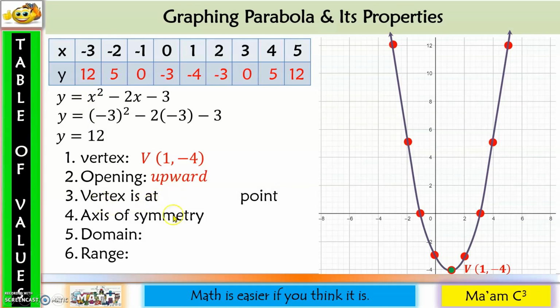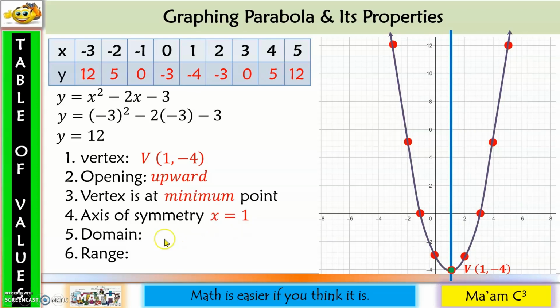Now, the vertex: since the parabola opens upward, the vertex is at the minimum point. The axis of symmetry passes through the vertex, and it is actually the value of h. So our axis of symmetry, x, is equal to 1. For the domain, since this is a quadratic function, it is the set of all real numbers. And last, for the range, since the parabola opens upward, the range is y is greater than or equal to your value of k. So y is greater than or equal to negative 4.